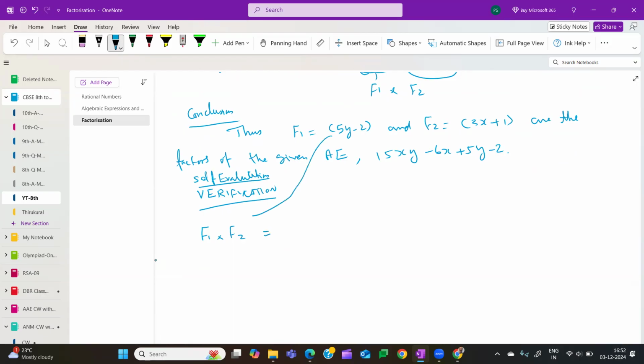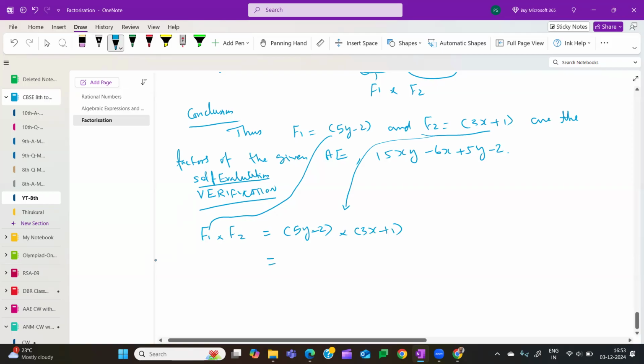f1 is 5y minus 2, and what is f2? This is 3x plus 1. So within brackets 5y minus 2 into within brackets 3x plus 1. So this is looking like, what is this? This is our binomial 1, B1. This is our binomial 2. So binomial 1 into binomial 2.